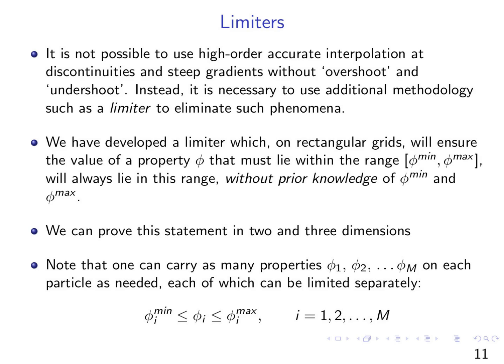So what we can do with this then is work on our limiter. And the limiter that we're working on now ensures that the value of the property is within the range on the cell without prior knowledge of the values that it should lie in. And we can prove that this statement will work and that our limiter will function correctly for 2- and 3-dimensional problems on rectangular grids. And a great thing to note about the implementation of particles in ASPECT is that if you want to have multiple properties on your particles, you can, and you don't need to create a second set of particles for every additional set of properties.